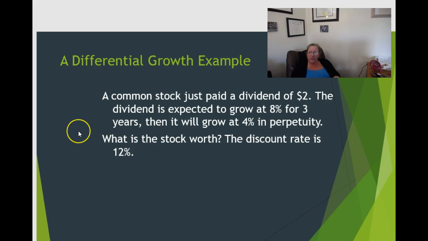A common stock just paid a $2 dividend. The dividend is expected to grow at 8% for 3 years. That's your foreseeable future part. And then it will grow at 4% in perpetuity. So what is the stock worth? And the discount rate is 12%. So we have a $2 dividend. It's growing at 8% for 3 years, and then 4% after that, and the discount rate is 12%.